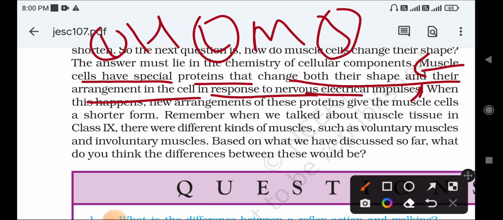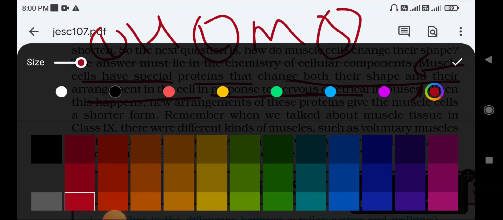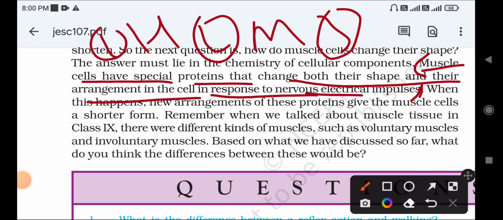When this happens, a new arrangement of these proteins gives the muscle cell a shorter form. When these proteins are changed, the cell becomes very shortened. So they are changing the arrangement of the proteins, and due to that the cell becomes shorter. Due to that shortening, they change their shape.